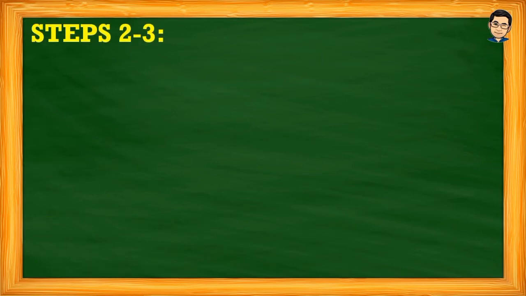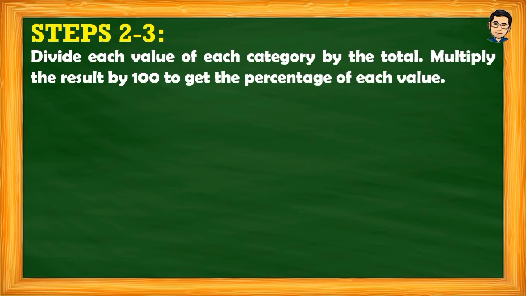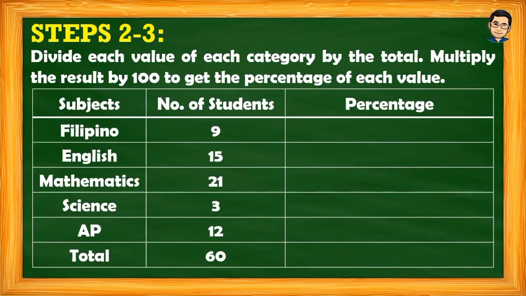So, for the next steps, step 2 and 3, divide each value of each category by the total, and then multiply the result by 100 to get the percentage of each value. Okay, so yan po yung ating step 1 kanina. Ayan, nakikita nyo yung bilang ng students kada subject. So, paano natin makukuha yung percentage? So, ang gagawin lang po natin, kung ilan yung pumili ng kada subject, i-divide lang po natin sa total, which is 60. And then, i-multiply natin yung result by 100 para makuha natin yung percentage.